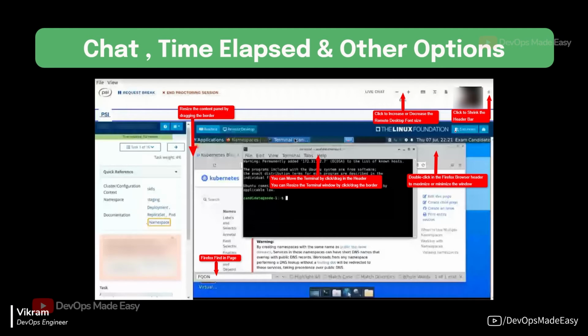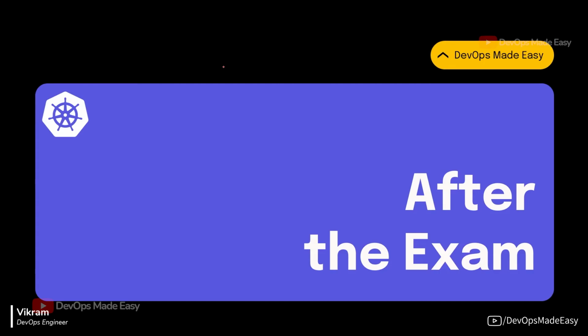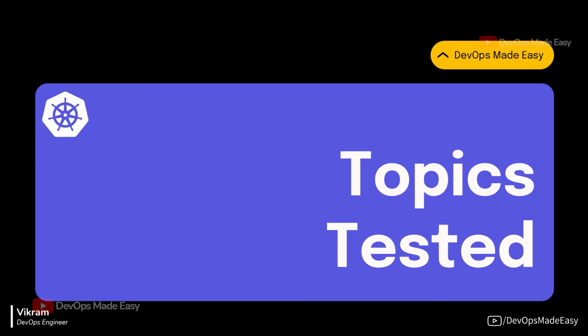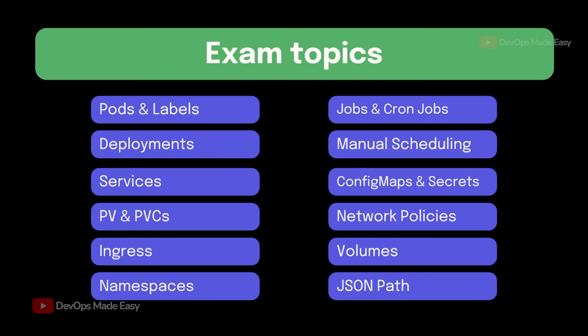So once you're done with the examination, if you don't know how to end your examination, you can simply ask your proctor through live chat, or else you can simply click on end exam. Once your exam is ended, you should also end the proctoring session. And after the examination, your results will be emailed 24 hours once your exam is completed. So you'll get two emails, one from Linux Foundation, the other from Credly. And also in order to see basically your marks and all, you need to go to your Linux Foundation site.